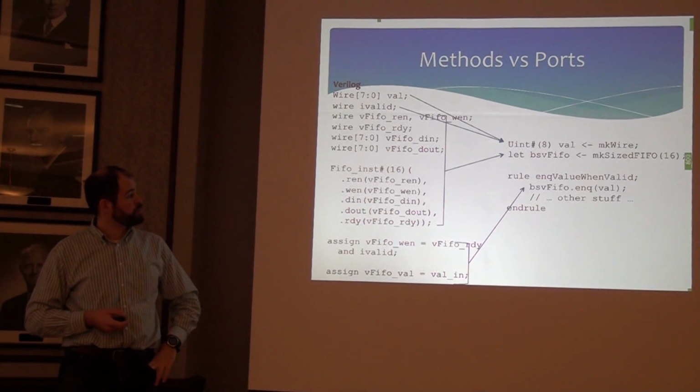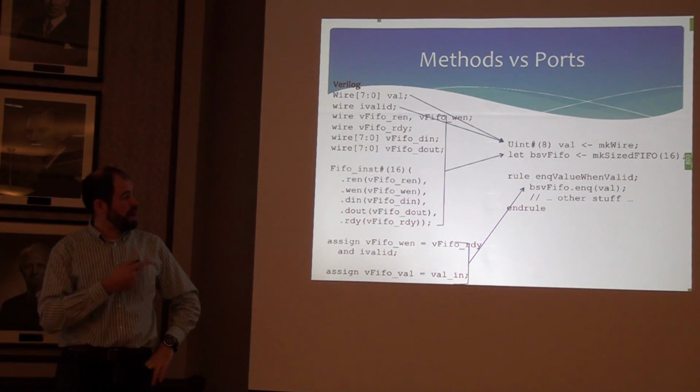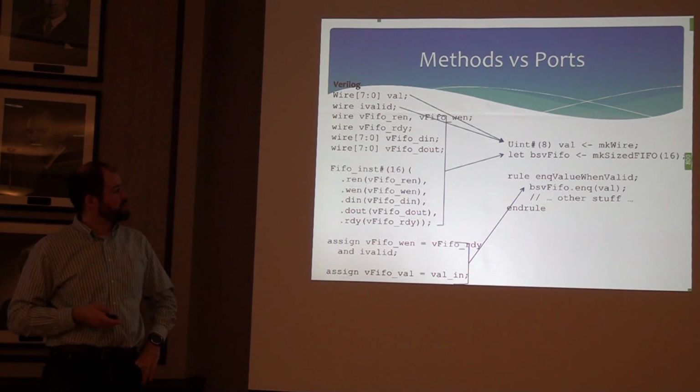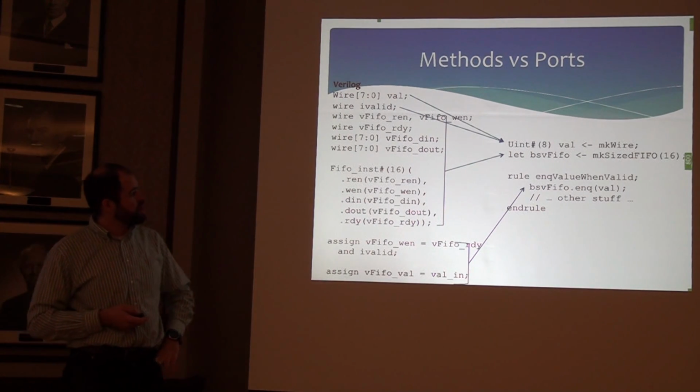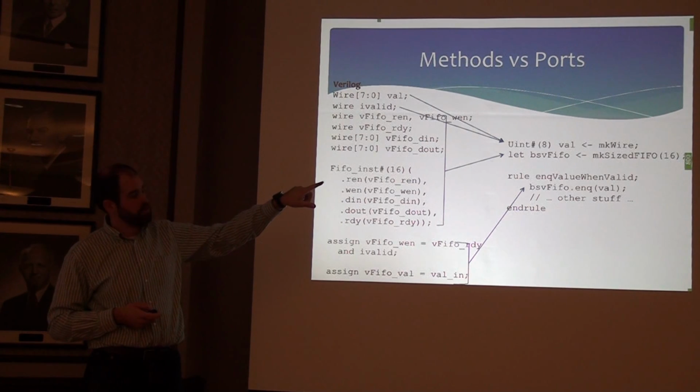So the size of your FIFO is its depth, so the width is automatically computed? The width is automatic from the type. Okay, so actually, this is a good example of inference at work, right? So val is a uint 8. We're enqueuing val, so the FIFO must hold uint 8.